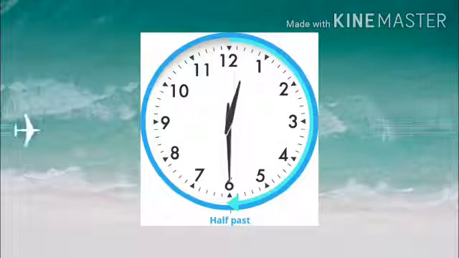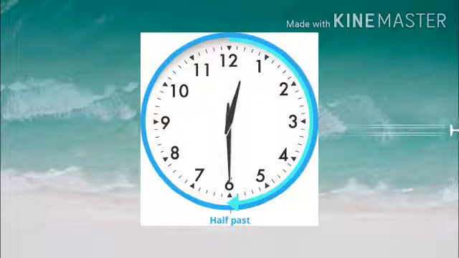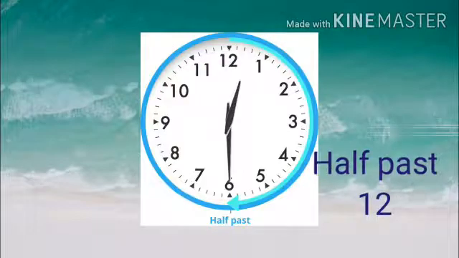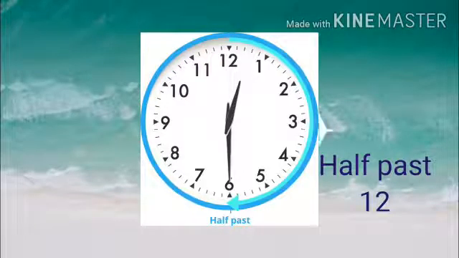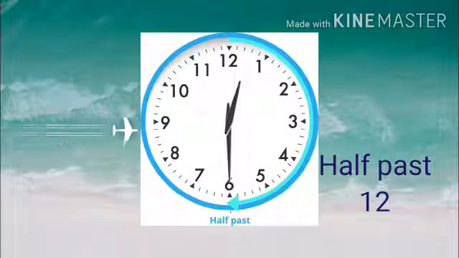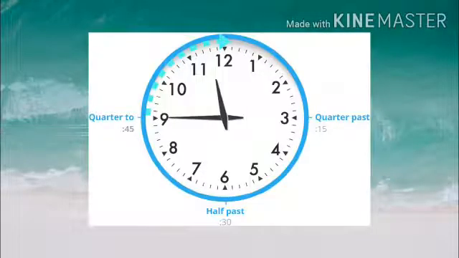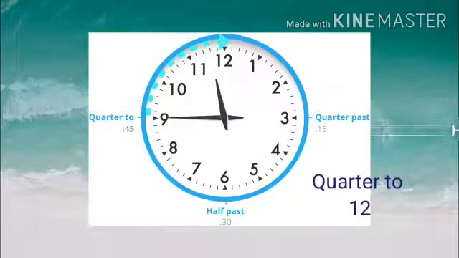Note down this in your notebook. When the minute hand is at 6, the timing will be half past. So, in the given clock, we can say the time is half past 12 or 30 minutes past 12. Note down this also in your notebook. When the minute hand is at 9, the time is quarter to. So, in the given clock, the timing is quarter to 12.